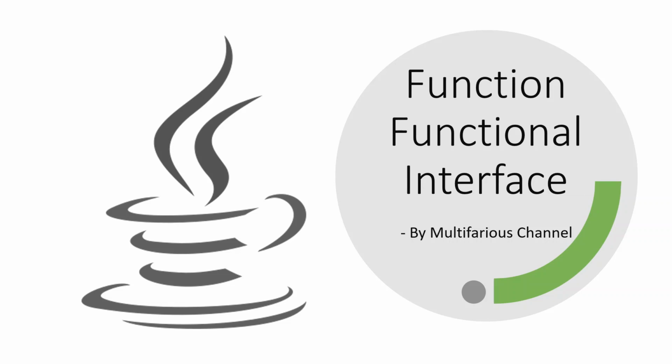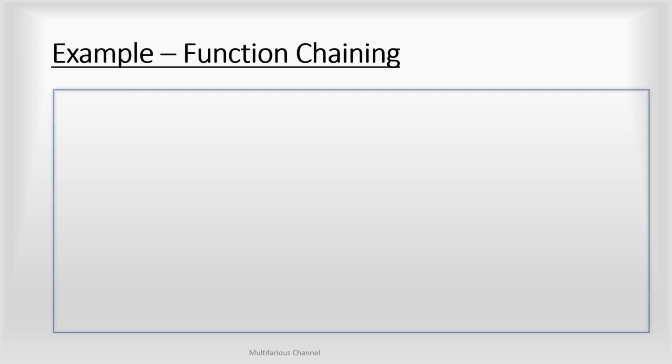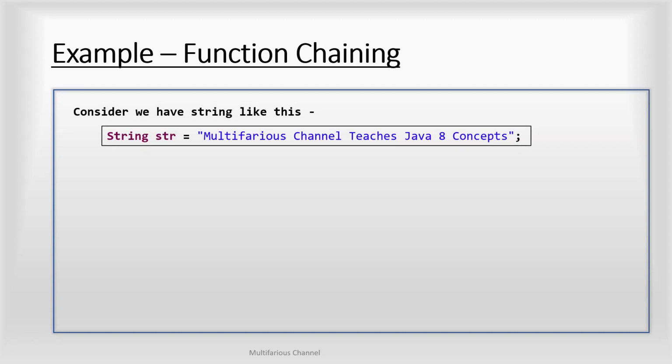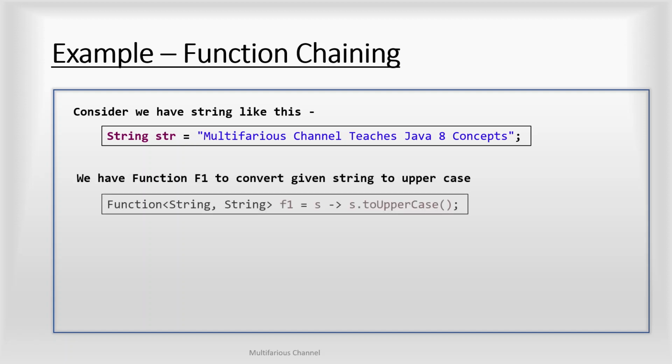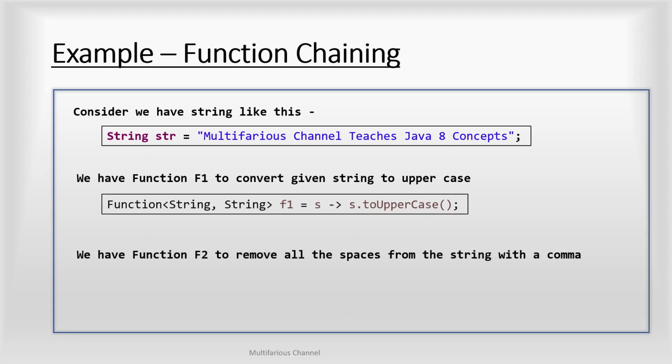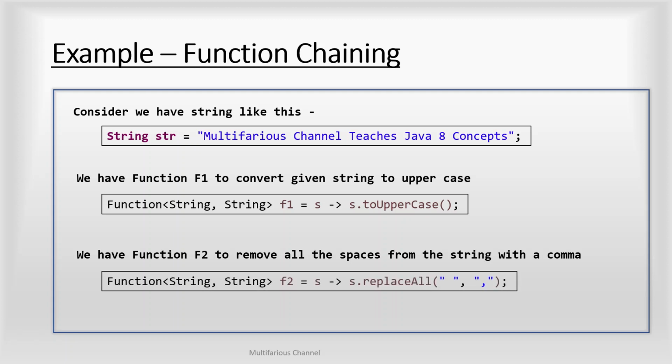So we'll extend the same example that we saw in our last video. So let's get started. So let's take an example to understand function joining. Let's consider I have a string here and I want to convert this string to uppercase characters, and also I want to replace these spaces with a comma. Now we have a function f1 which will convert the string to uppercase. So here is my function f1, and now I have another function which will replace all these spaces in the string with a comma. So here I have the function f2.